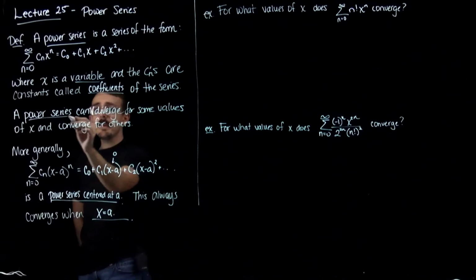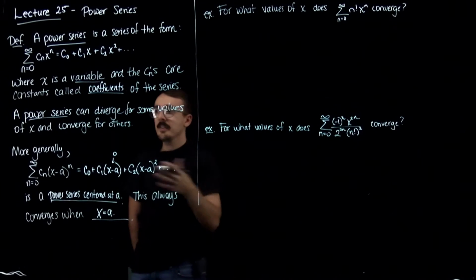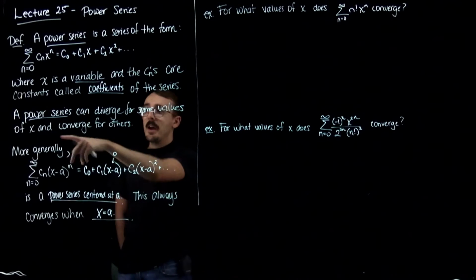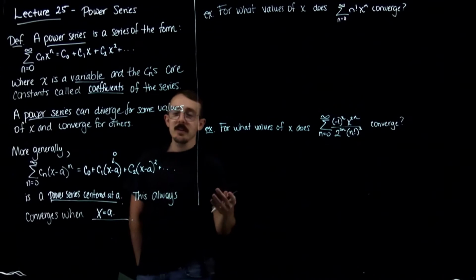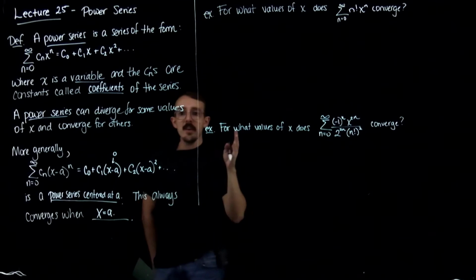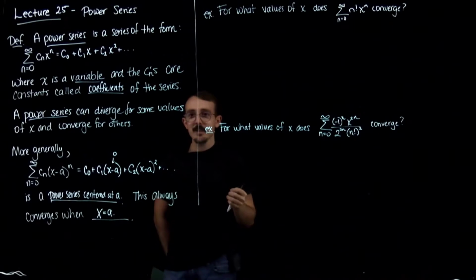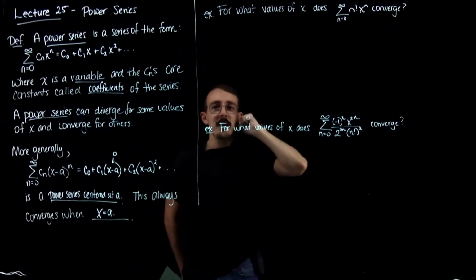So power series converge or diverge, but it depends on the value of x. A power series can converge for some values of x but not others, or it could converge for all values of x or none of them. You're going to see all three cases in this video, so I'm going to get you comfortable with that. Let's start with this very first example so we can practice.